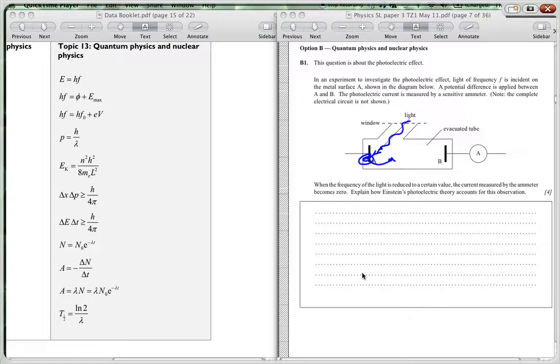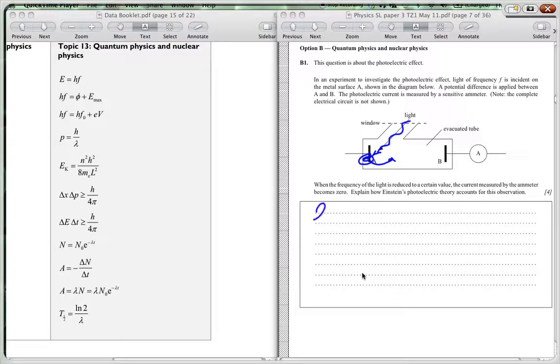If you've got light of a certain frequency, it can shine for however long you like. No electrons would jump out. But if you go above a certain frequency, suddenly you get these electrons jumping out. You have the photoelectric effect. So Einstein, to explain this behavior, came up with this idea.